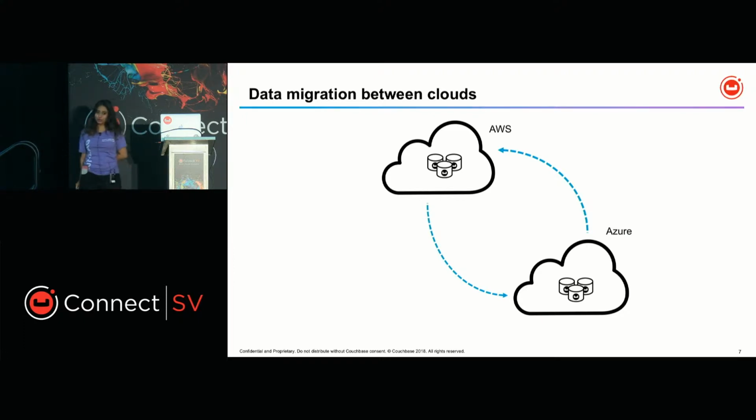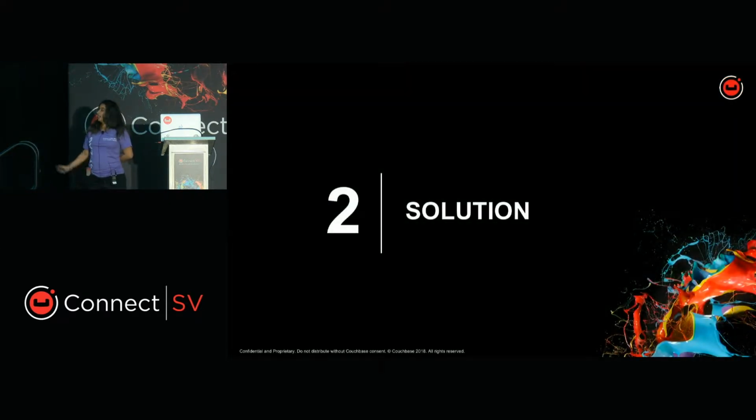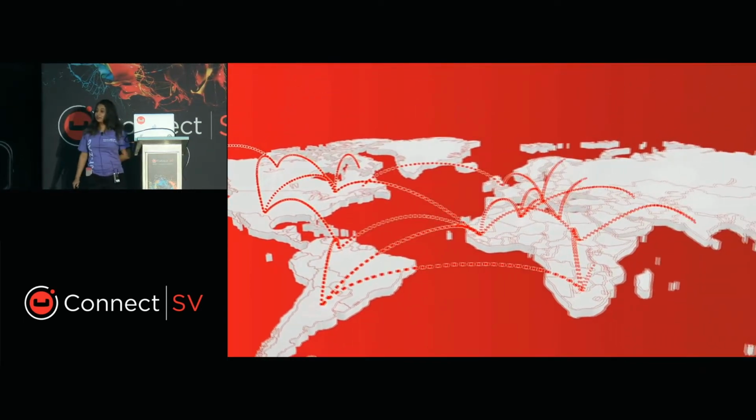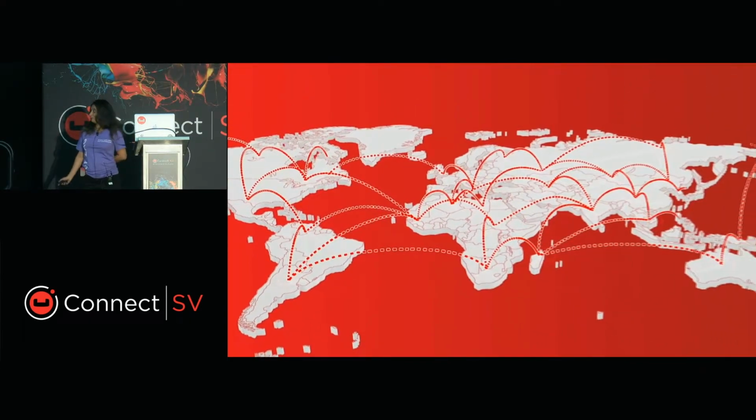So what is our solution to these problems? Couchbase's solution to these problems is our cross data center replication technology. I would like to introduce that with this animation, which I believe rightly projects what it's meant to do.